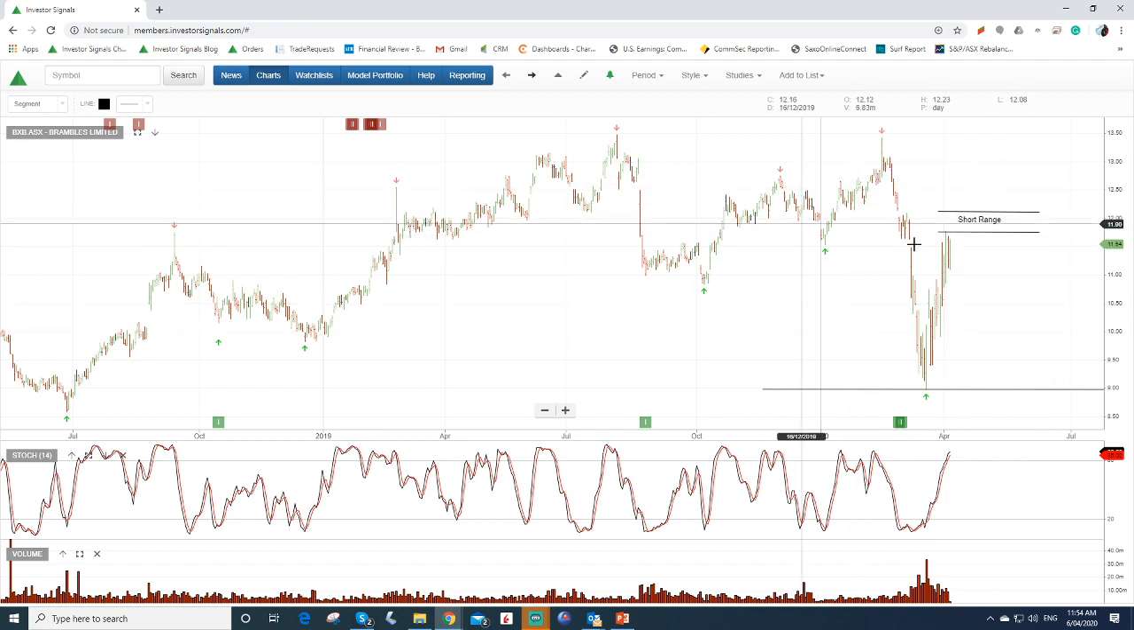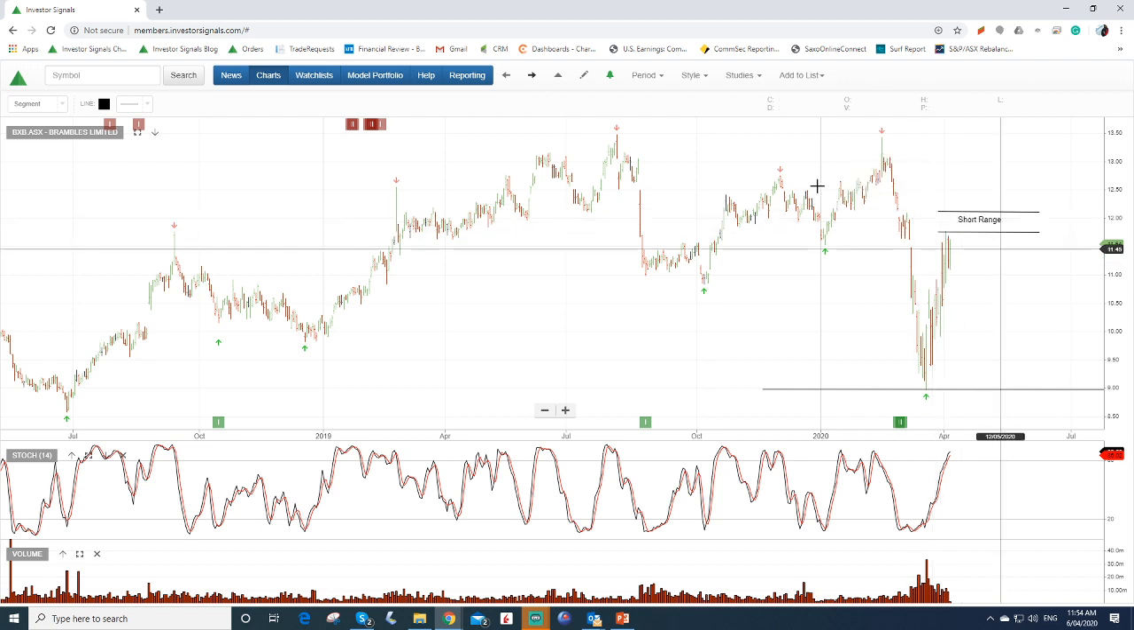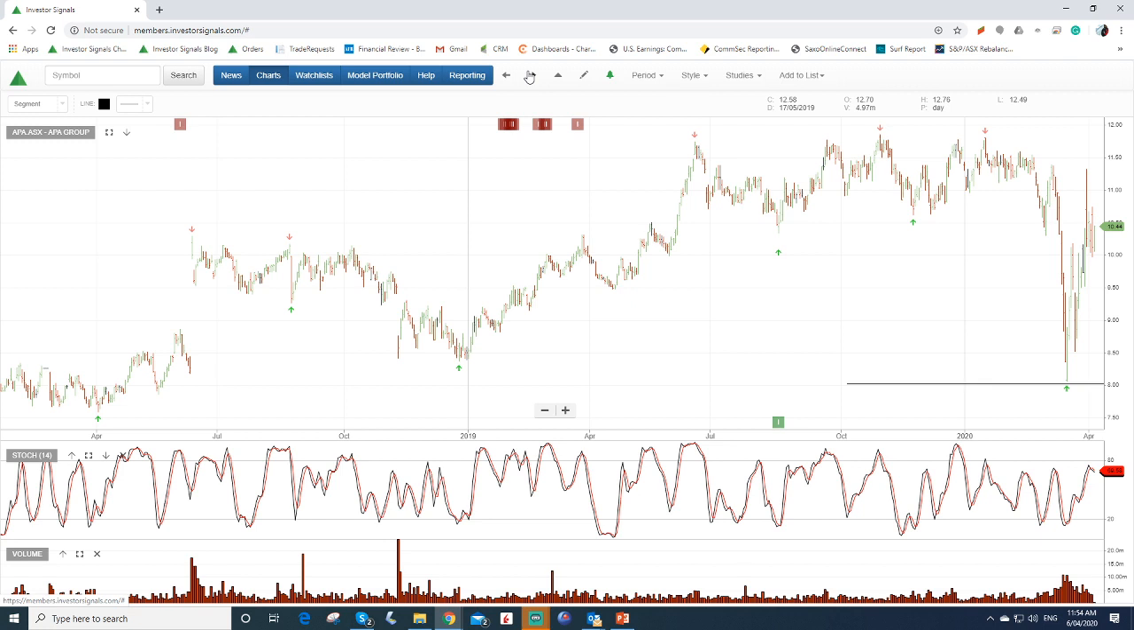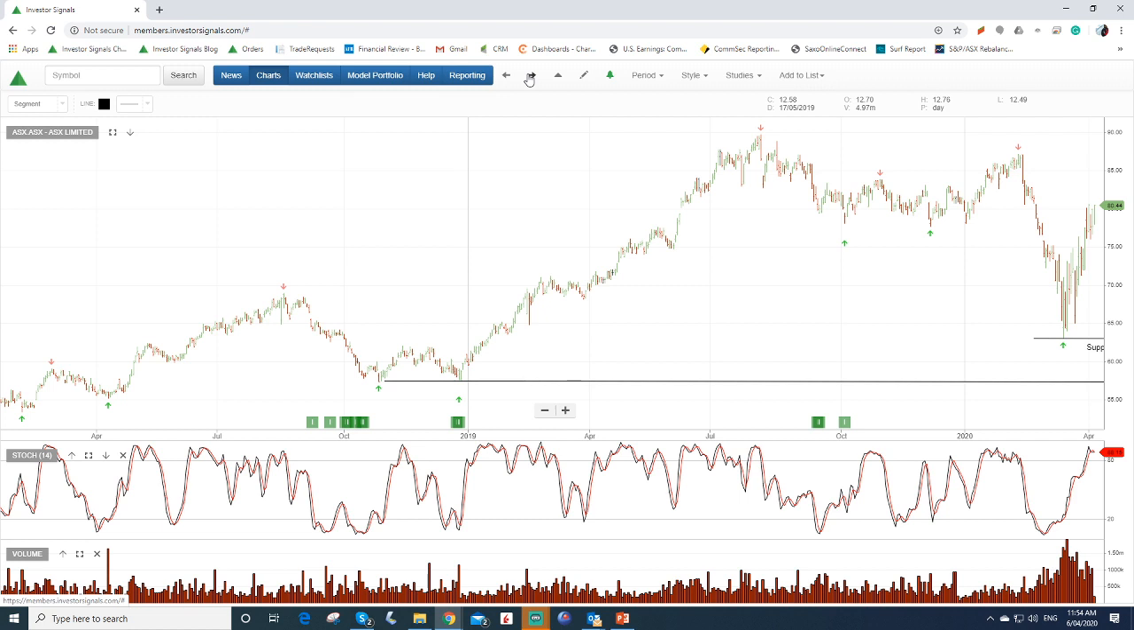I think there's too much good news for the current environment priced in here for Brambles, and I'll update you on the blog as we see that play out. APA Group, so good defensive yield here. This is the gas pipeline business, growing earnings at about 6%. But back at around this sort of 10.50 looks like close to full value for the moment.